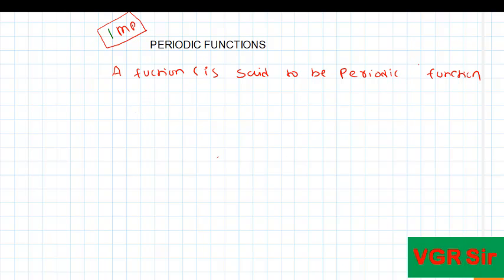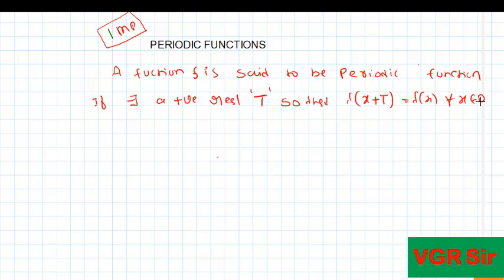A function f is said to be a periodic function if there exists a positive real, say some t, so that f of x plus t, or t plus x, equals f of x for every x belongs to the domain. So this is the definition of a periodic function.